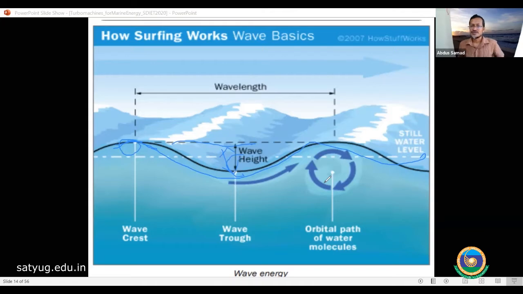And if you see the ocean, the wave is not a smooth sinusoidal profile like what I showed here. It is not like that. Actually, it will be like this: lots of peaks and valleys.